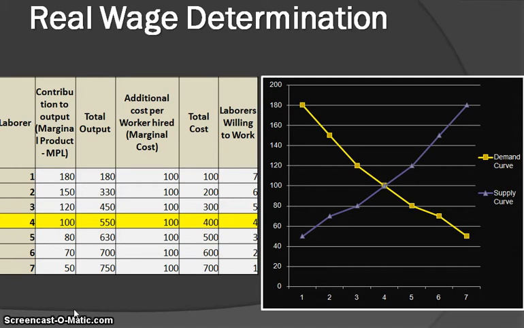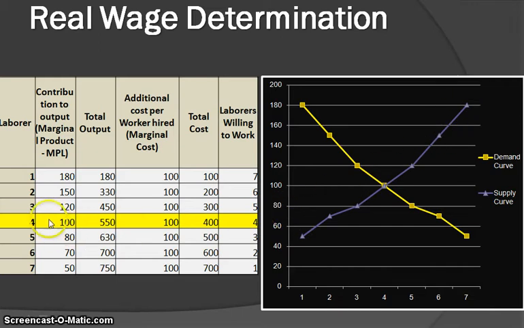In this particular video session, we continue our discussion on real wages, and we are looking at how the real wage can actually impact output and also employment. So in this slide, what we see here is a table, and we see a diagram with the demand curve for labor and the supply curve of labor.